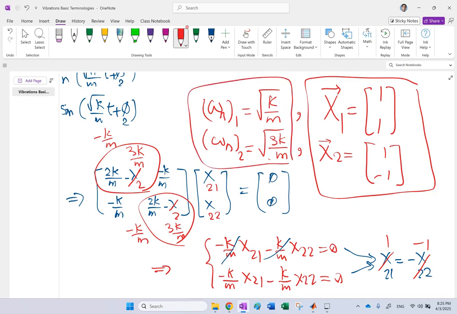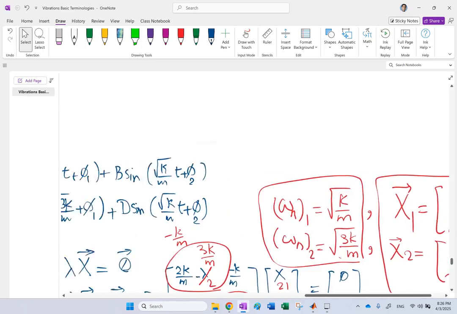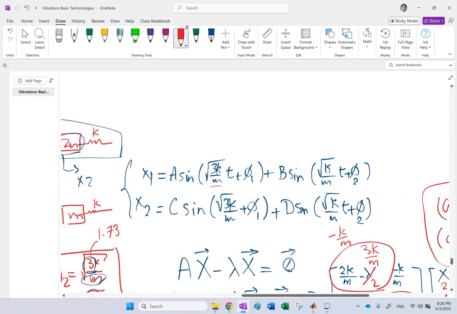Now, what's the meaning of the mode shapes? So I learned about the meaning of natural frequencies. Natural frequencies are the frequencies of the harmonics using which the system is vibrating. Now, what about the mode shapes? What does mode shape mean? So this is the meaning of mode shape.